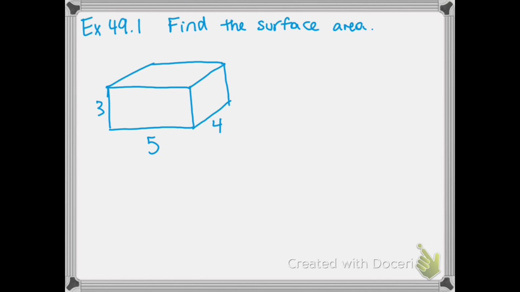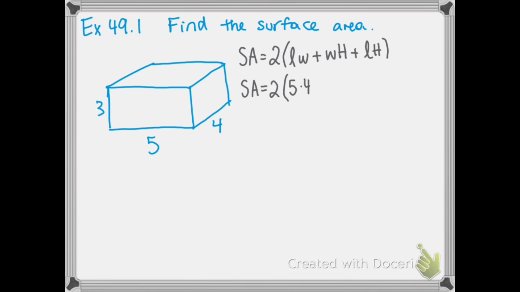The first one is a rectangular prism. So we will use the formula for the rectangular prism, which is 2 times the length times width plus width times height plus length times height. It's just everything times everything. We just have to multiply all of them, add them, and then multiply times 2. So the length is 5, the width is 4, plus the width is 4, the height is 3, plus the length is 5 and the height is 3.